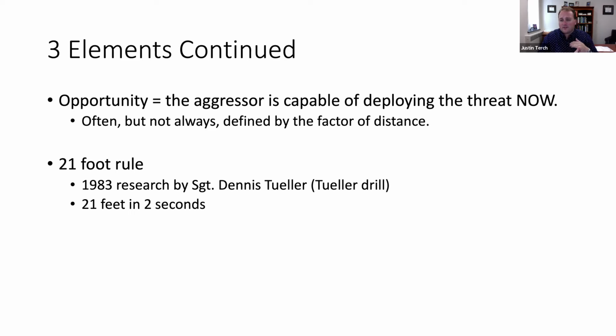Now, if the guy was 15 feet away from me with a knife saying, I'm going to cut you right now, you SOB. Well, now we have ability and we have opportunity. And sometimes distance is a factor with edged weapons and blunt instruments. Obviously, with the firearm, there's the length of how far a round can go. So distance usually doesn't come into play in firearm encounters. But distance comes into play with other types of encounters. And so people have oftentimes heard about the 21-foot rule. This is actually research done by Dennis Tueller. And Dennis is still alive. He actually teaches for the Glock company.